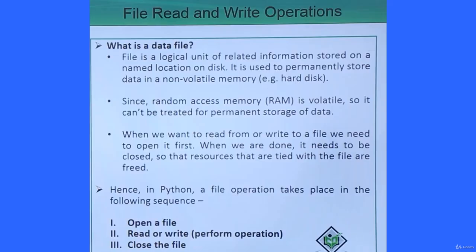So before reading or writing on the data file, at first we need to open the file in the respective mode. Then we perform whatever operations we need to do, and then we close the file so that the allocated resources are declared free. Hence in Python, a file operation takes place in the following sequence: open a file, read or write, that is perform the respective operation, and then close the file. So there are three steps with the help of which file handling can be done in Python.